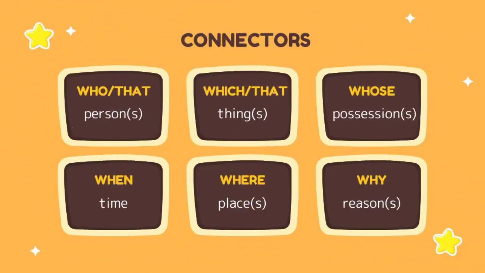Here are the connectors or conjunctions mostly used in adjective clauses. Who or that is to describe persons, which or that is to describe things, whose is to describe possession, when is to describe time, where is to describe place, and why is to describe reason. In this video, we are going to focus on who, which, and whose.